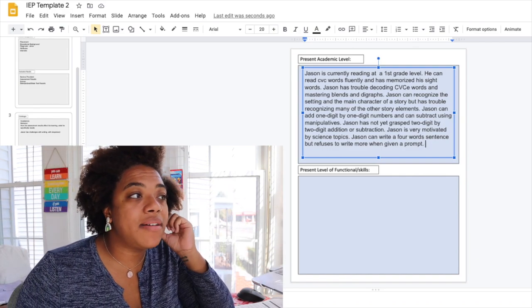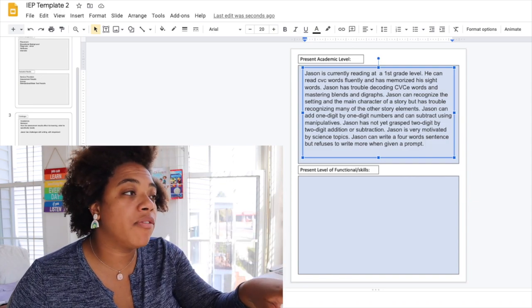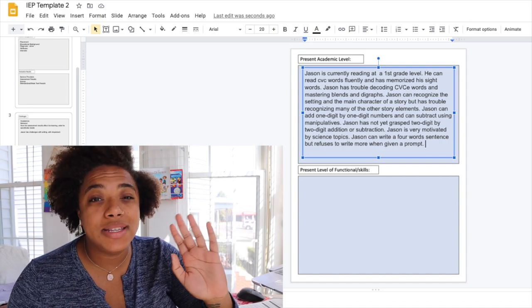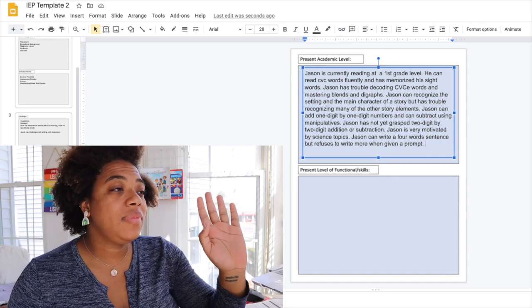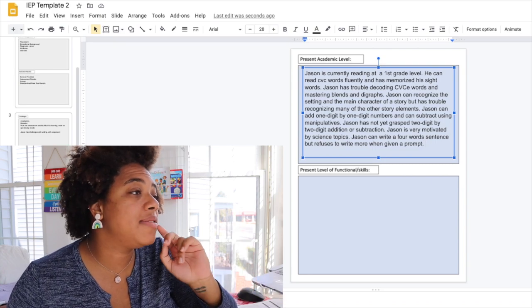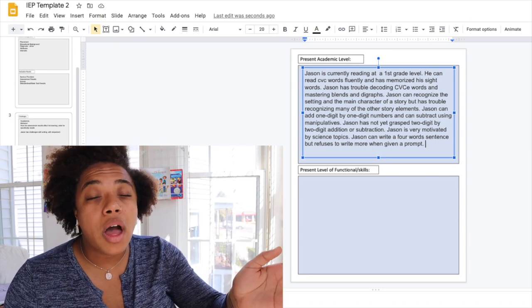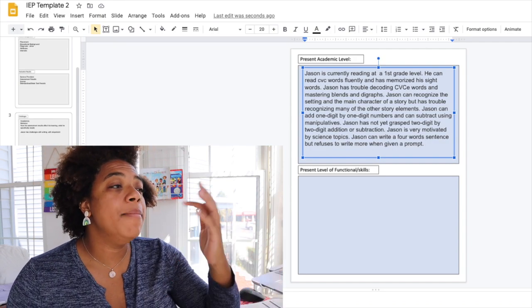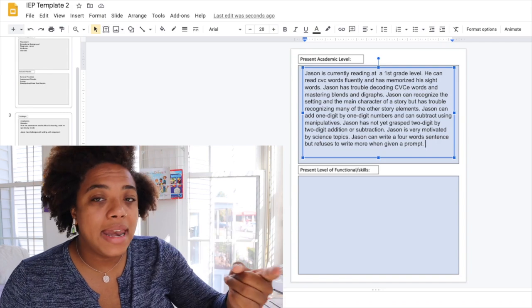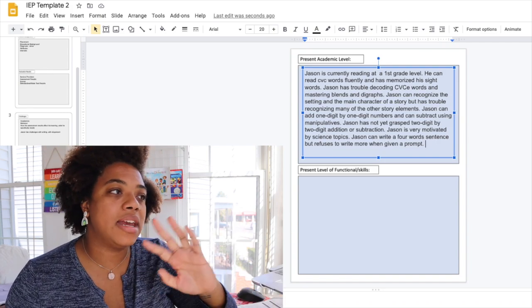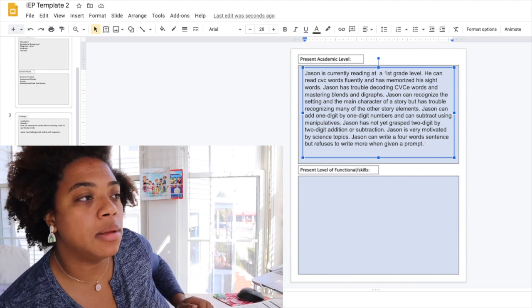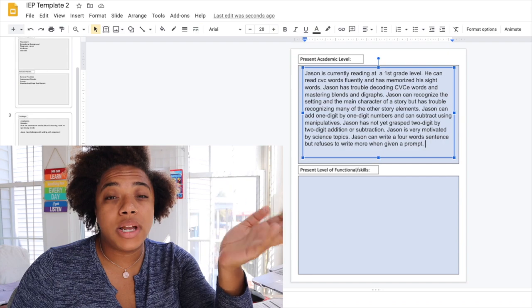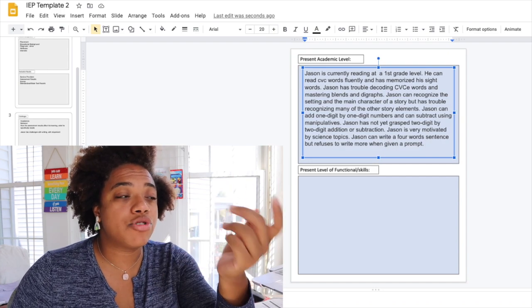So for my present level, I talked about how Jason is reading at a first grade level. He can understand CVC words, but he has trouble decoding CVCE words. He's also struggling with blends and digraphs. When it comes to reading, he can really only comprehend at a first grade level, really late kindergarten, early first grade, because he can only recognize setting and the main character, but he cannot recognize any other elements of the story.